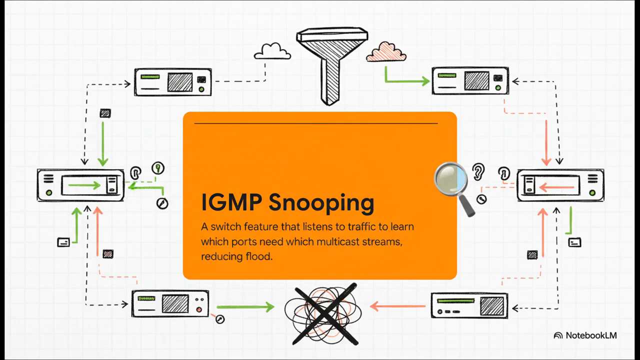IGMP stands for Internet Group Management Protocol. When you turn this feature on, your switch suddenly gets a lot smarter. It starts snooping on the subscription messages between your devices and routers. It builds a little map so it knows exactly which ports need which multicast streams, instead of just blasting them out everywhere. It is a huge, huge improvement.